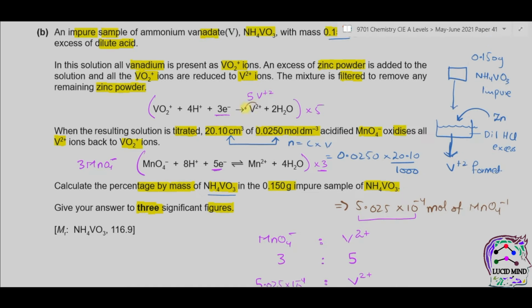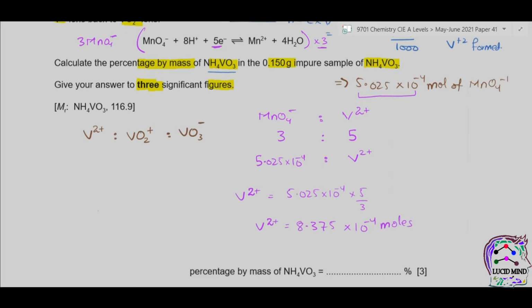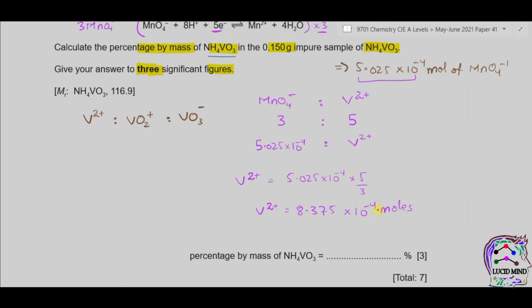Now we can see that this V2+ was formed from VO2+, which was formed from VO3-. So all of them have the same number of moles. The V2+ which we have calculated is similar to VO2+, and it is similar to VO3-. So if this one is 8.375 × 10^-4, then this one should also be 8.375 × 10^-4 moles.